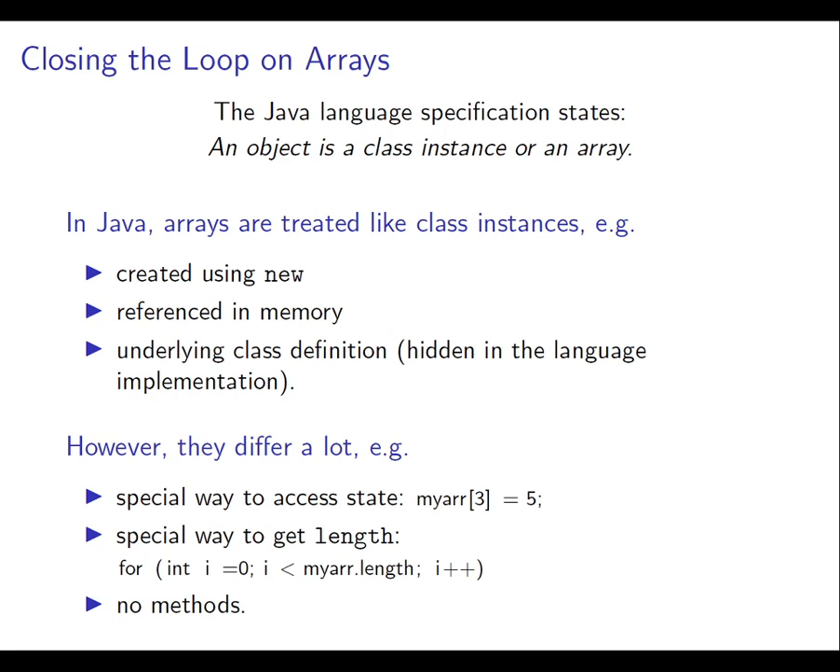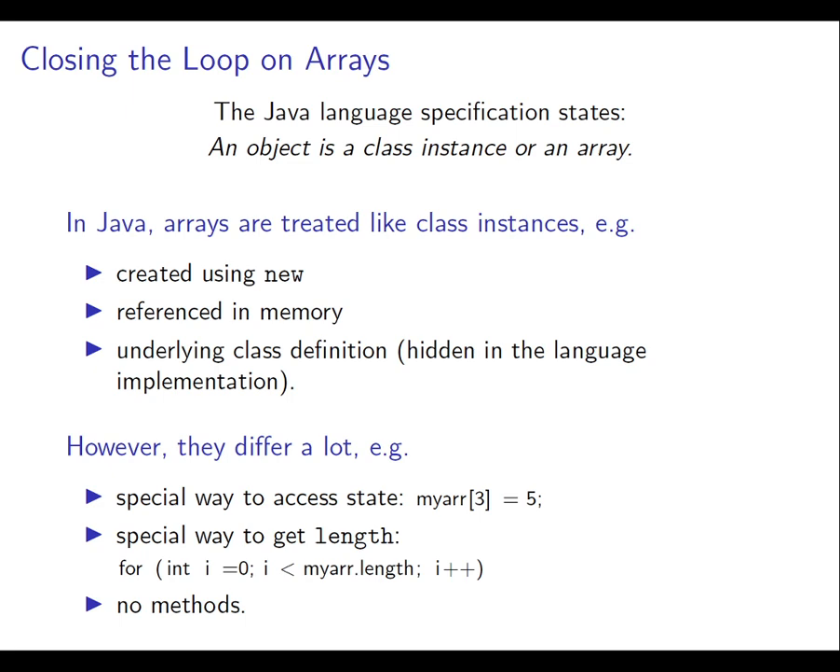Let's just finally emphasize the similarities and differences between class instances and arrays. According to the Java language specification, slightly curiously, these things both count as objects. So they're similar in the sense that they're both created using new, and they are referenced in memory, and there's an underlying class definition, although for arrays you don't really get to see that. It's hidden in the language implementation.